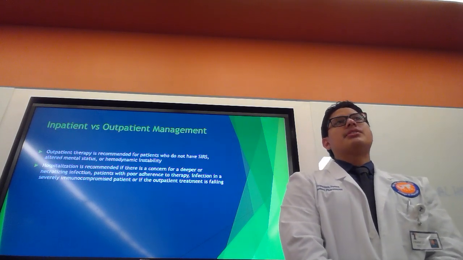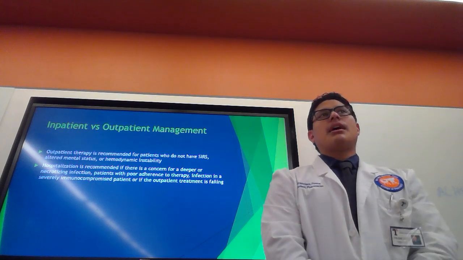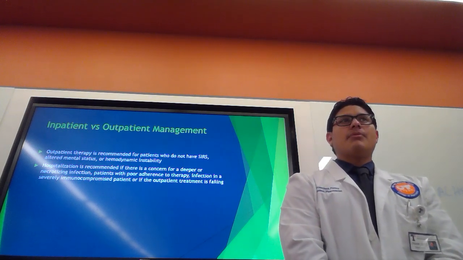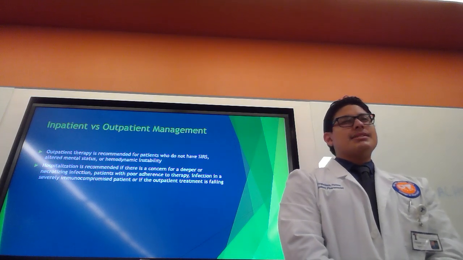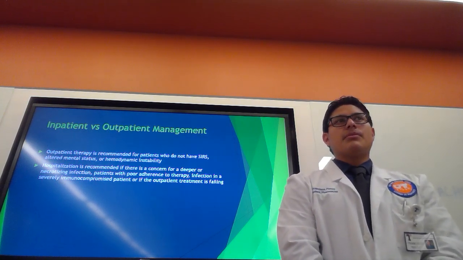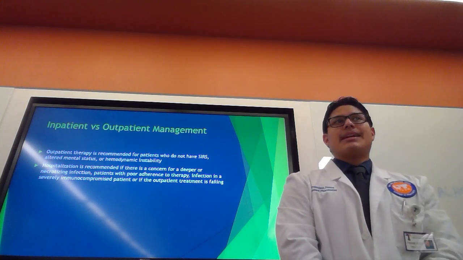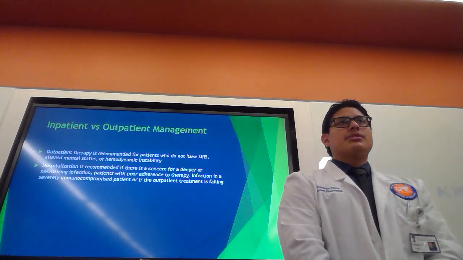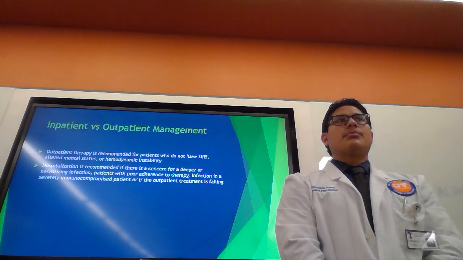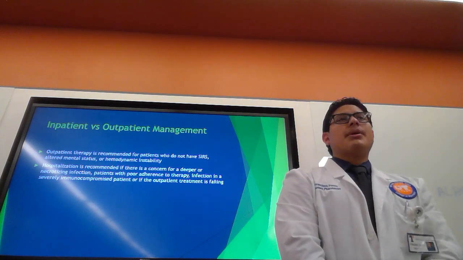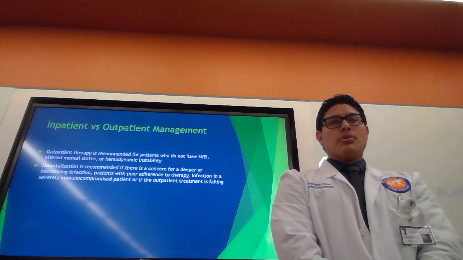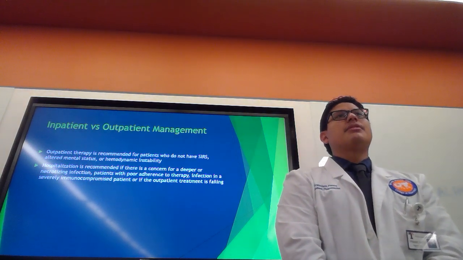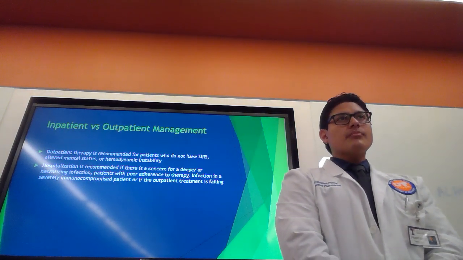Okay, so managing inpatient versus outpatient. Outpatient therapy is recommended for patients who do not have SIRS, which stands for Systemic Inflammatory Response Syndrome, altered mental status, or hemodynamic instability. Hospitalization is recommended if there's a concern for a deeper or necrotizing infection, patients with poor adherence to therapy, a severely immunocompromised patient, or if the outpatient treatment is failing.